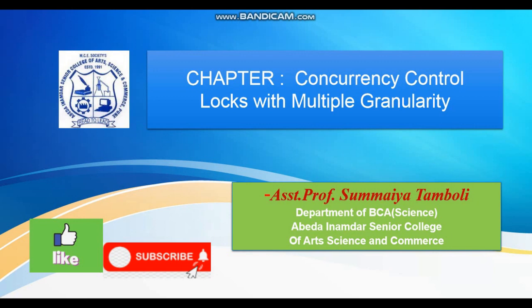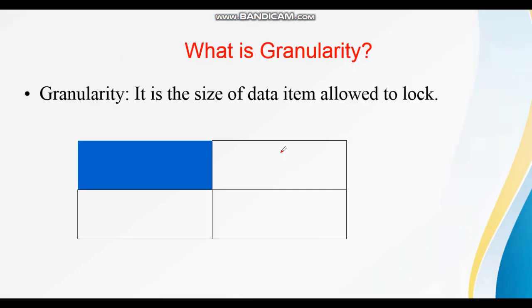Today we are going to see locks with multiple granularity of the chapter concurrency control. Now, what is granularity? Granularity means the size of data item allowed to lock. So here, you can see the example over here. This much of data item is locked. This is what granularity is. What size of data item is allowed to lock is nothing but granularity.